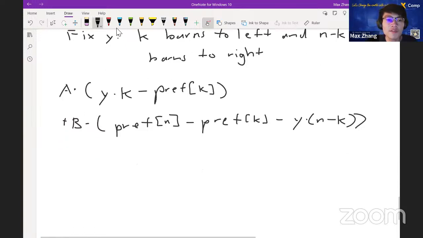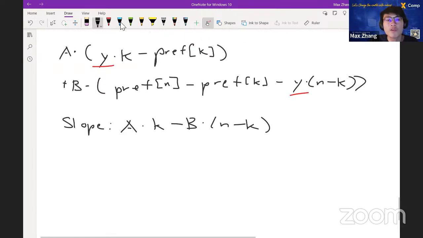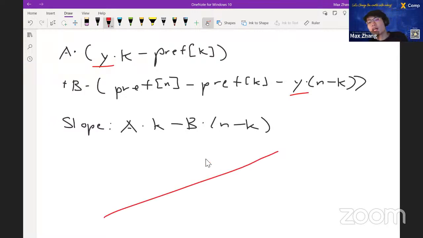And so what exactly is this cost function? Well, this cost function is a linear function with respect to y. The slope of this function is going to be a times k minus b times n minus k. So this could be either a positive or negative sloped line, but it's going to be some line. And if it's a line, then very clearly the minimum of the line is going to be one of the two endpoints. So if a times k minus b times n minus k is positive, then we should pick y to be the far left endpoint. Otherwise, we should pick y to be the far right endpoint.